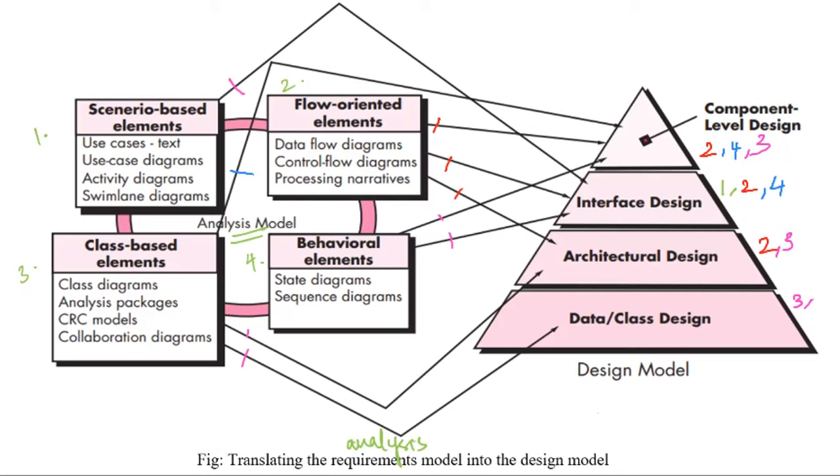So this data and class design takes input from class-based modeling. Architectural design takes input from 2 and 3, that is flow-oriented elements and class-based elements. Interface design takes input from scenario, flow-oriented elements, and behavioral elements. Component level design takes input from your flow-oriented elements, behavioral elements, and class-based elements.